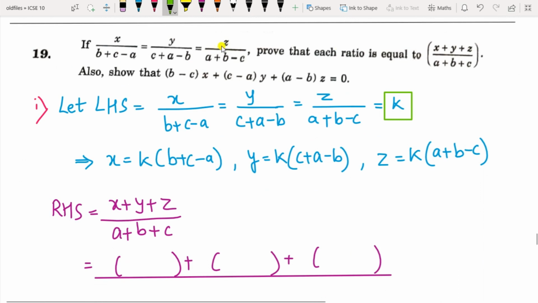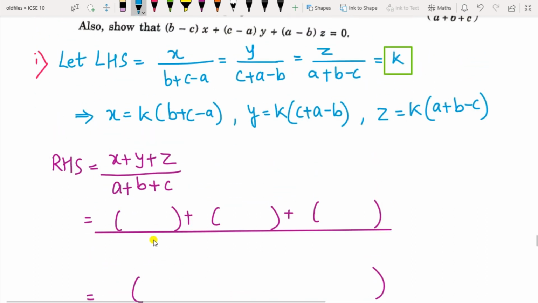Question 19. It is a very important question. So if the ratio is given as this, then prove that each ratio is equal to x plus y plus z upon a plus b plus c. So let these ratios be equal to k here. So this is the first value. Then x will be equal to k into this bracket, y will be equal to k into this bracket, and z will be equal to k into this bracket. So that was the k value of LHS.